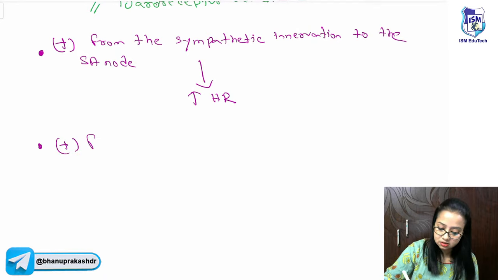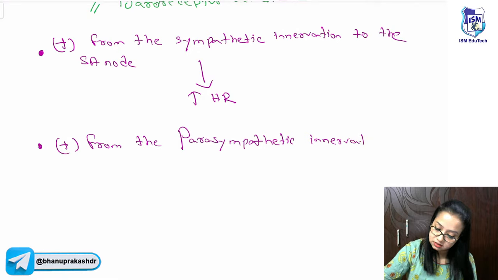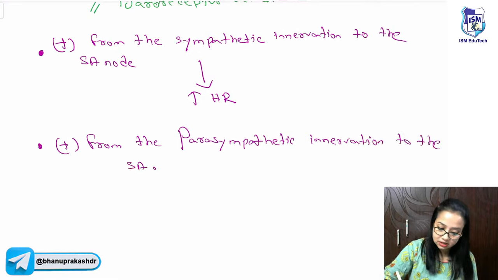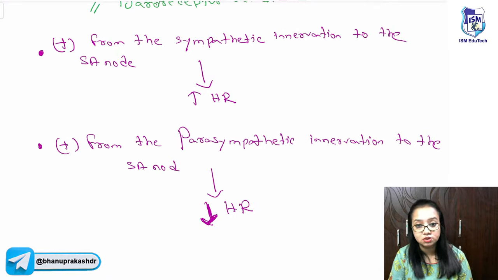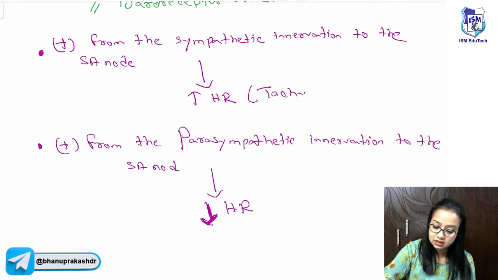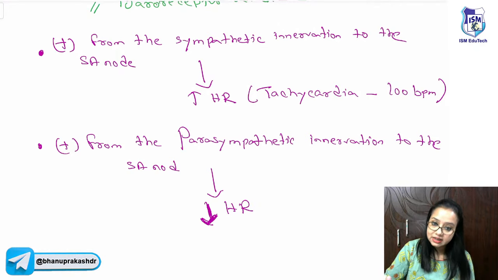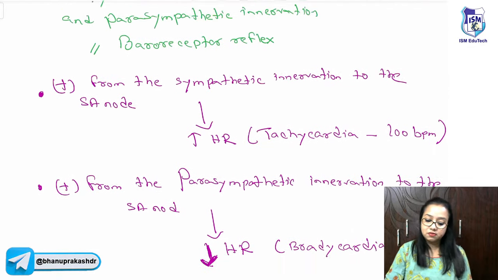Whereas stimulation, or overdrive, from the parasympathetic innervation to the SA node, what will it do? It will decrease the heart rate. Okay, I'm talking about the normal condition. We're not talking about any clinical condition now. Whenever there is an increase in the heart rate, we call it tachycardia. In an adult, tachycardia is 100 beats per minute and more, right? So, the term is tachycardia and the cutoff is 100 beats per minute and above. Bradycardia is what we call when the heart rate is decreased. In an adult, the cutoff is 60 beats per minute. These are the usual effects on the heart rate.